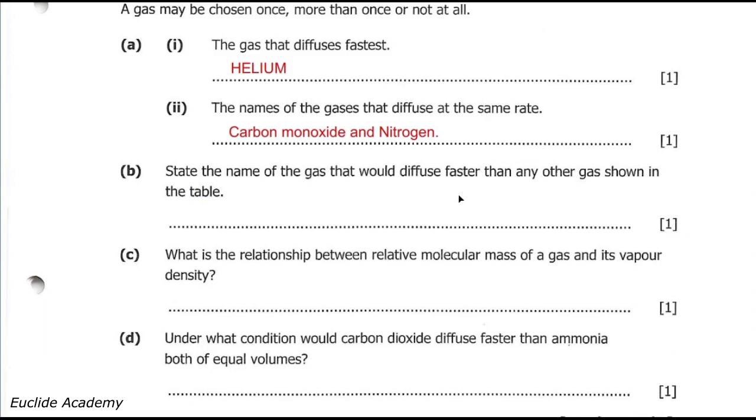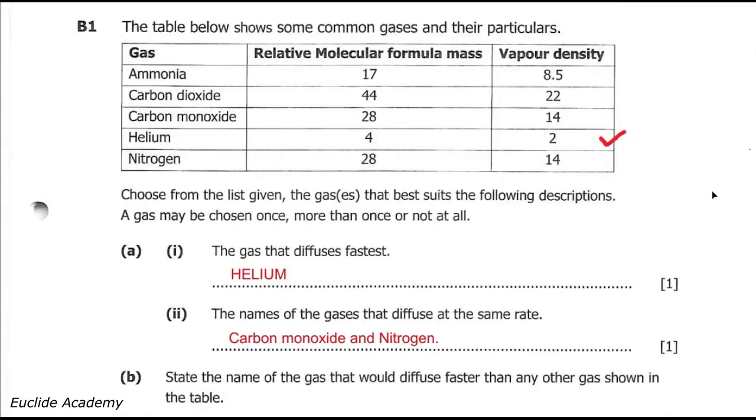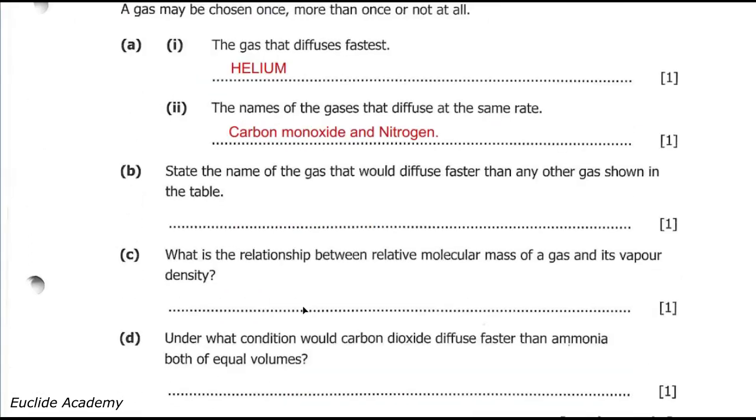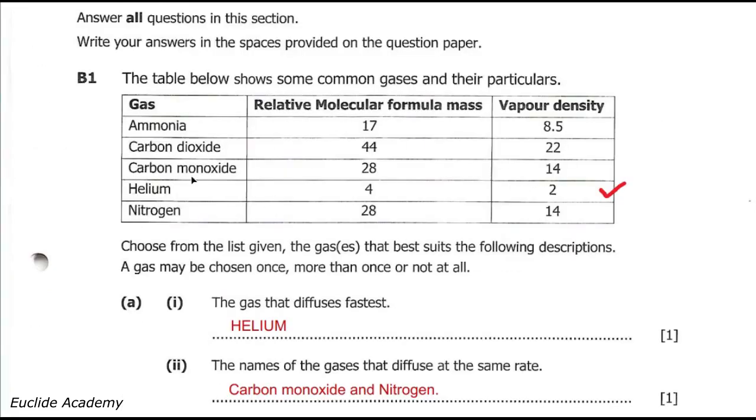B, state the name of the gas that will diffuse faster than any other gas shown in the table. So which gas will diffuse faster than any other gas shown in the table? The question will be, which gas has got a much smaller relative molecular formula mass compared to any gas we have here? So we have to think of a gas that hasn't been included and has got a smaller formula mass.